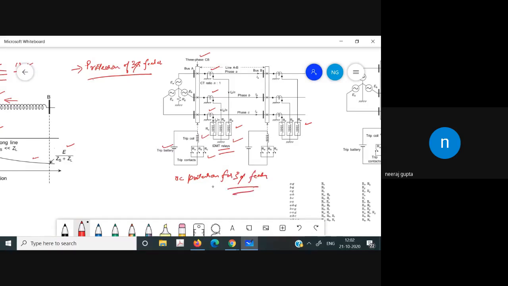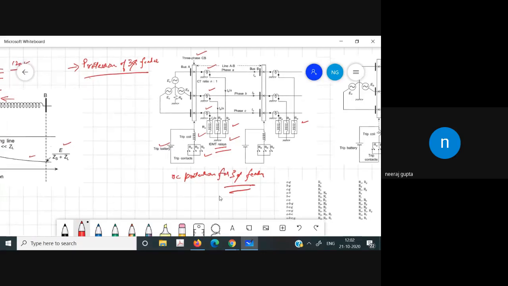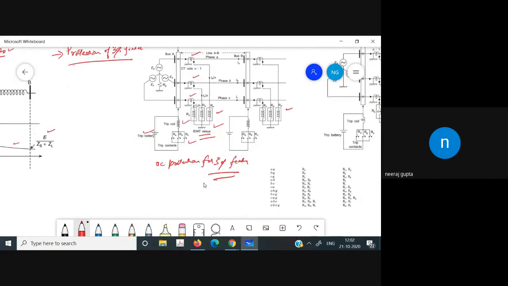It gives the overcurrent protection for the three-phase feeder. And we can say that all the 11 faults are covered in this type of protection. If you see from this, we will have the different types of faults. And here we have the relays, which fault each will cater.